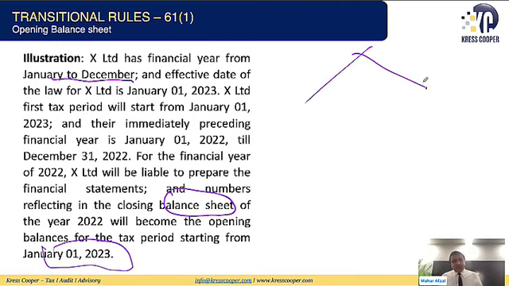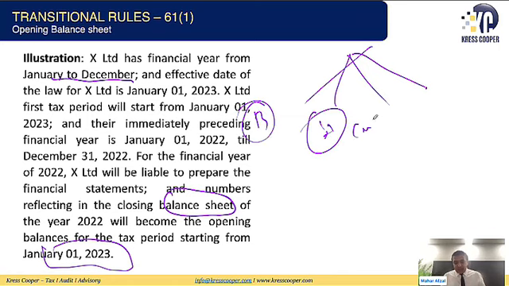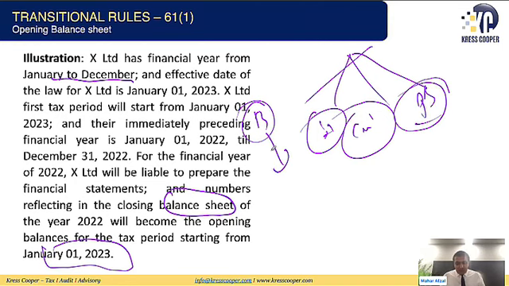When the financial statement is prepared, there are multiple elements. We know the balance sheet is there, the statement of cash flows is there, the statement of changes in equity and comprehensive income is there, the profit and loss is there. Only the balances reflecting in the balance sheet, these are the as-on balances, will be carried forward, and these will become the opening balances for the first tax period starting, in this case, from 1st of Jan 2023.